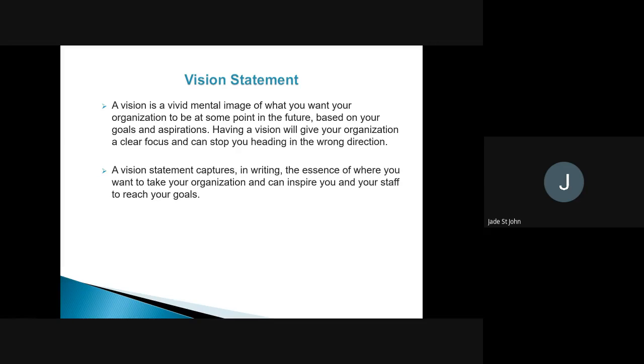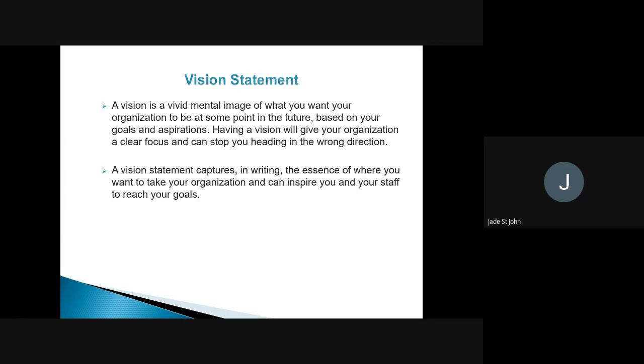A vision statement captures in writing the essence of where you want to take your organization and can inspire you and your staff to reach your goals. So the vision must tap into the motivational system of the people in your organization.